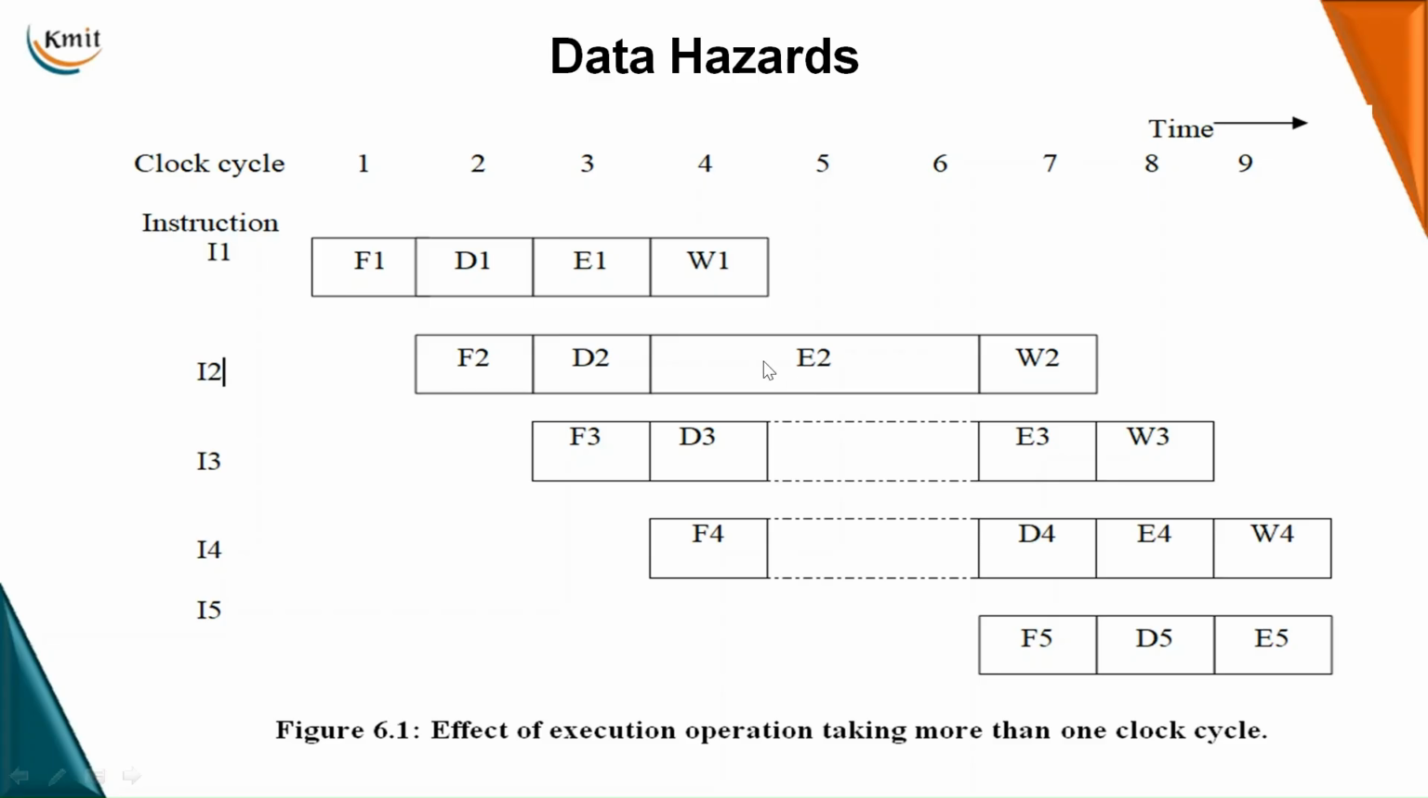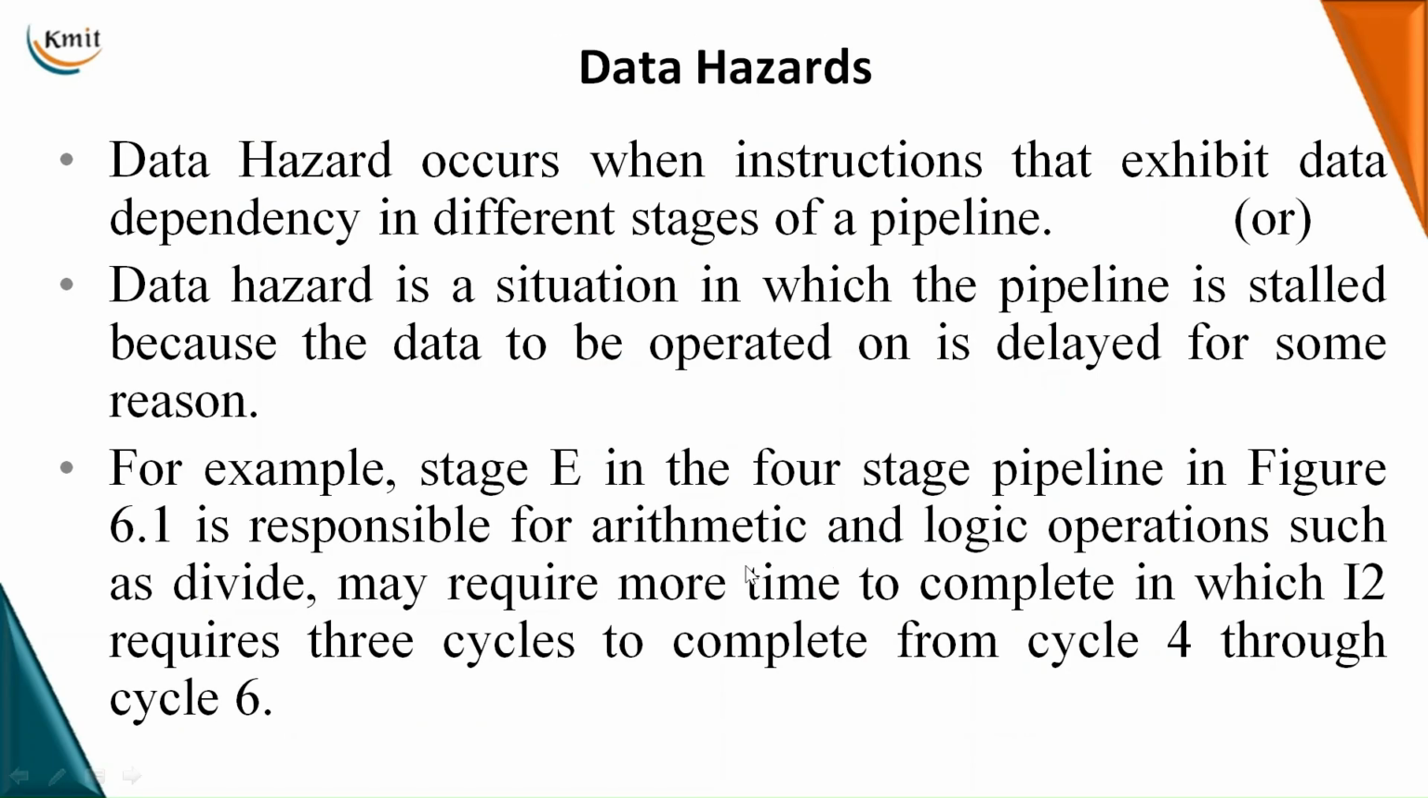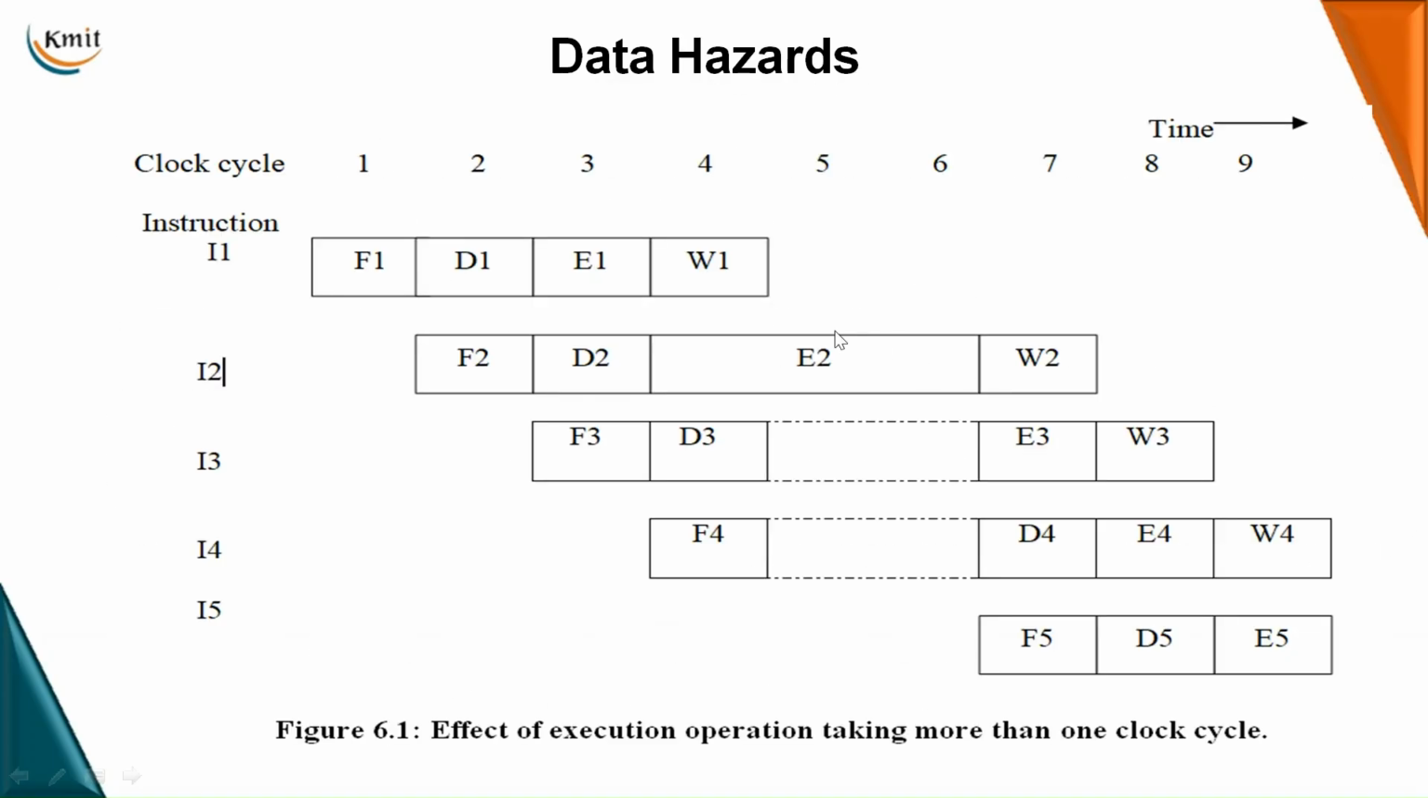So it will also be delayed for the next 2 clock cycles. Because the instruction is taking more time to execute, it creates a stalling or delay of the remaining instructions present in the pipeline. So it creates a stalling of 2 clock cycles. The instructions I3 and I4 are stalled for 2 clock cycles. The stage E in the 4 stage pipeline is responsible for arithmetic and logic operations. So consider it is a divide operation which is taking 3 clock cycles, and the I2 instruction requires 3 clock cycles from 4 to 6.